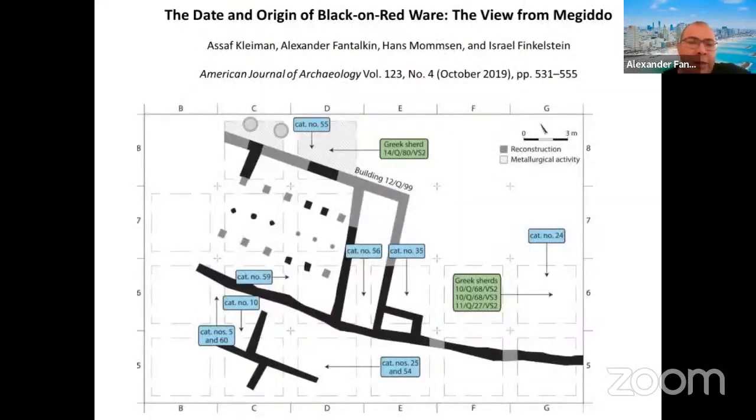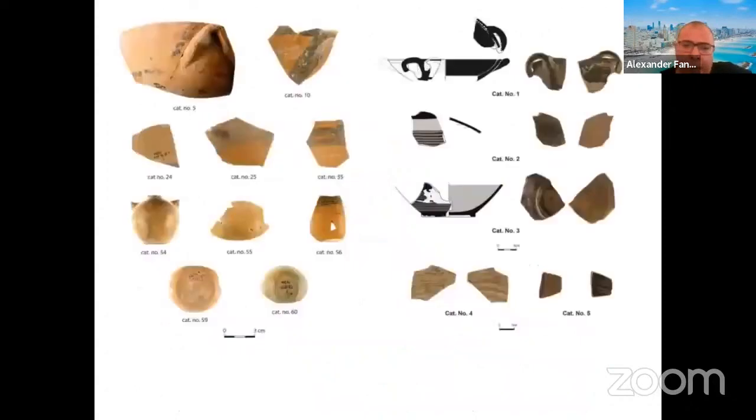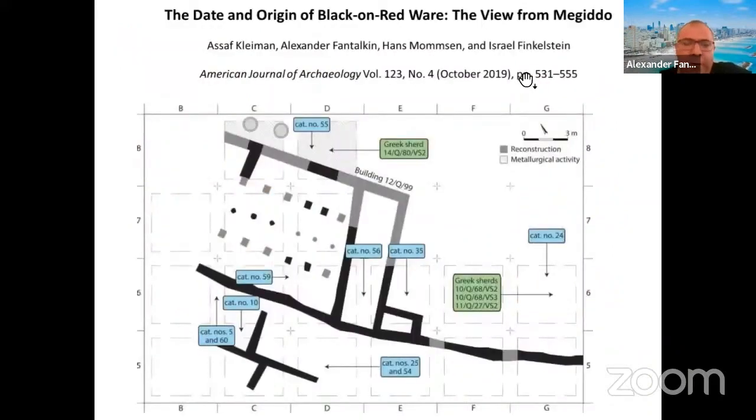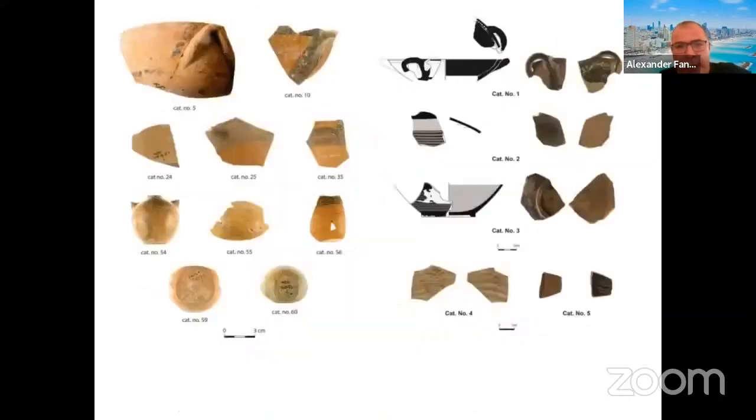Another study that we published just a few years ago about the date and the origin of the black on red Cypriot ware from Megiddo accumulated all possible information regarding the black on red, accompanying Greek shards, all coming from the same building, the same structure, with very high quality radiocarbon dates. And again, it all follows the conventional Aegean chronology.